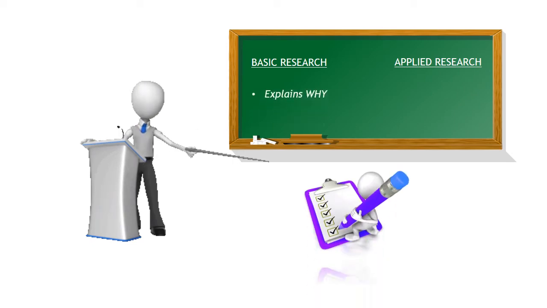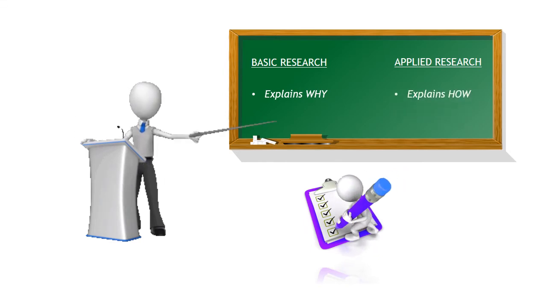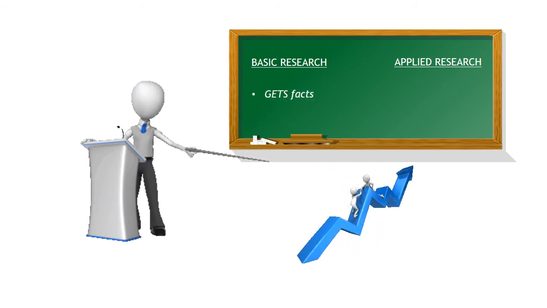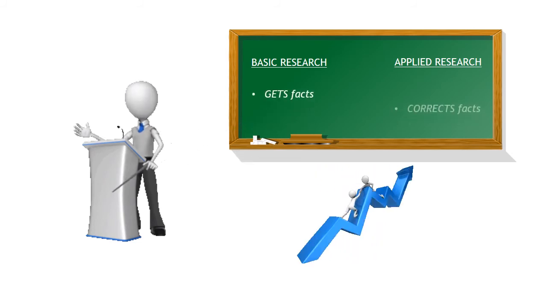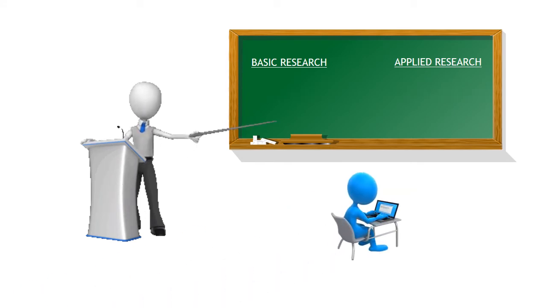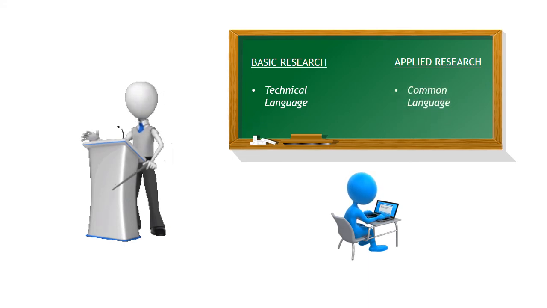Basic research attempts to explain why things happen, while applied research explains how things happen or how things can be changed. Basic research tries to get all the facts, while applied research tries to correct the facts which are problematic. Basic research report is written in technical language of the particular topic or subject, while applied research report is written in commonly understood language.